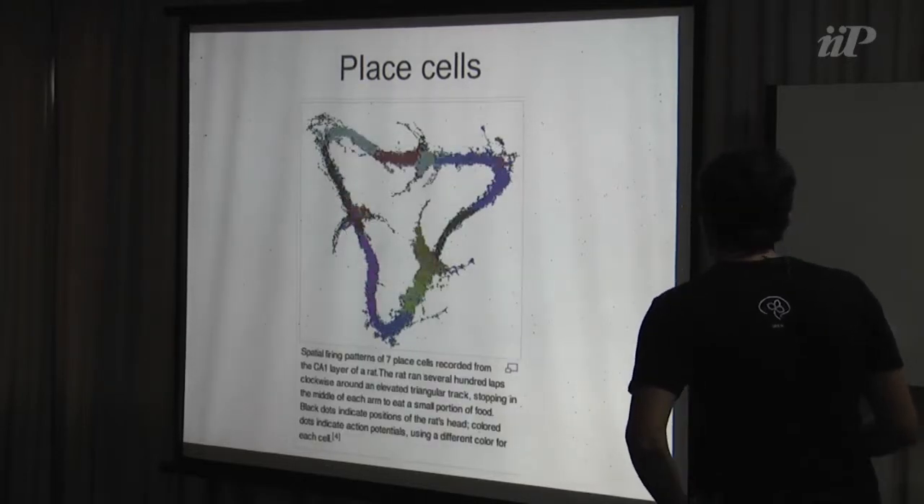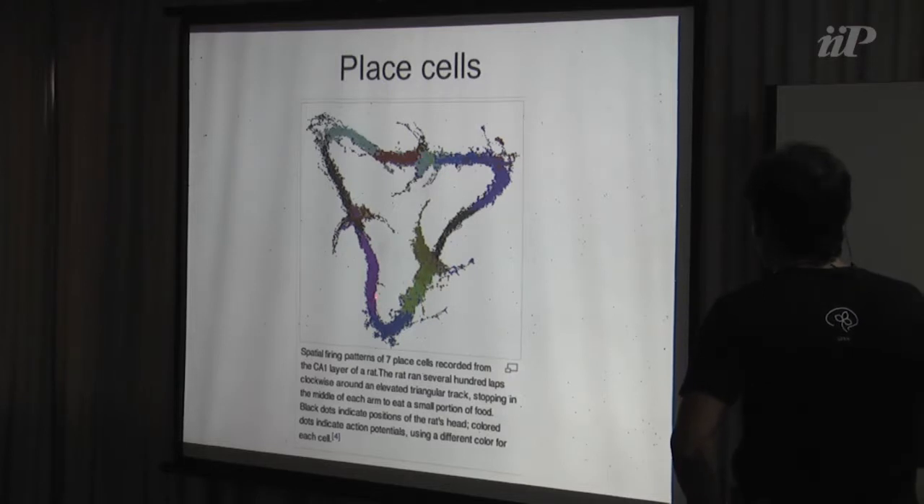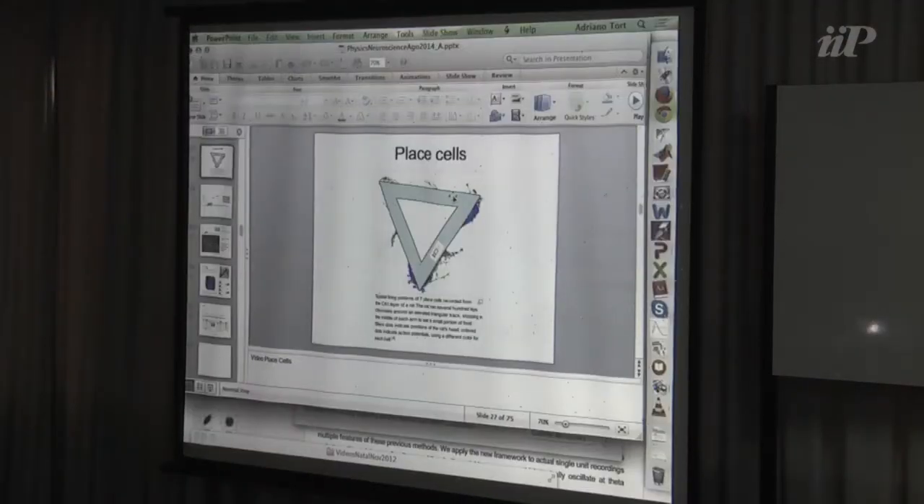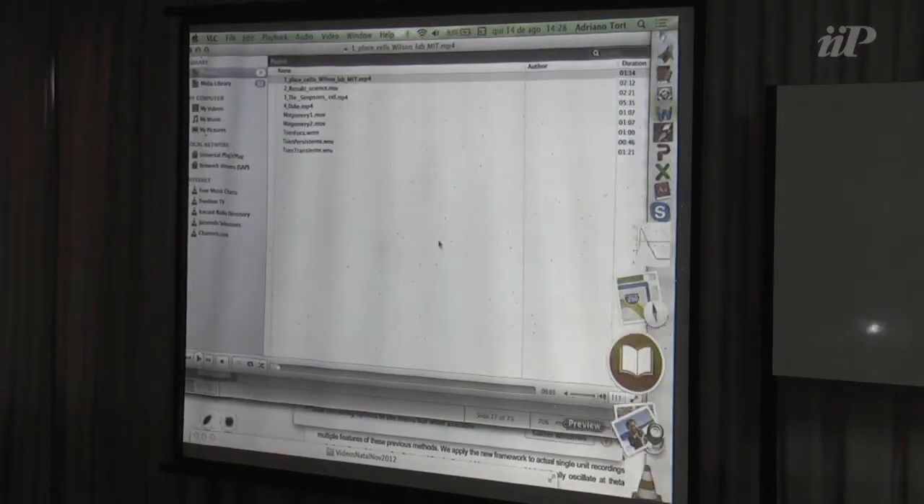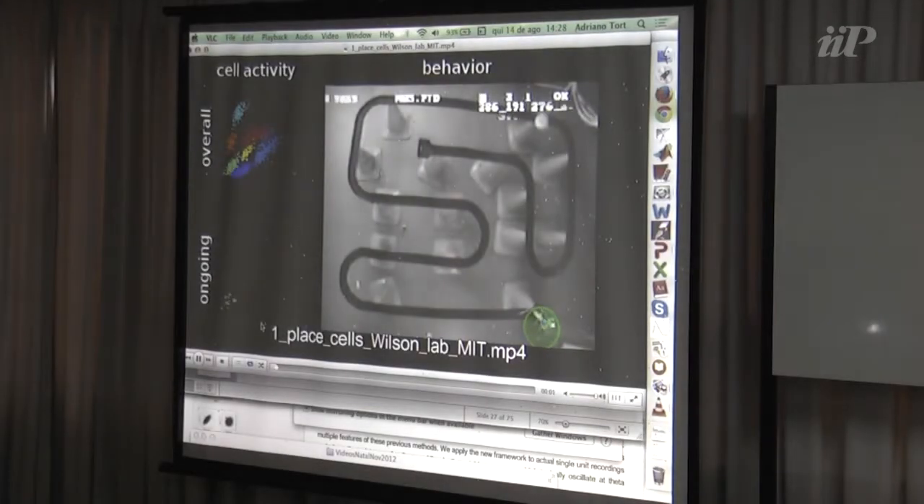I'm going to show you a video of one of these place cells, but here, this is a very common plot. We just use different colors to denote the activity of different neurons, and the idea is that the environment is covered by all the place cells. So just to give you an idea of, in real time, how the place cells work. Where is my video here? So this is from MIT, Matt Wilson lab.